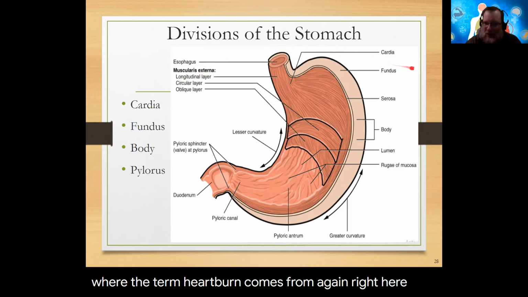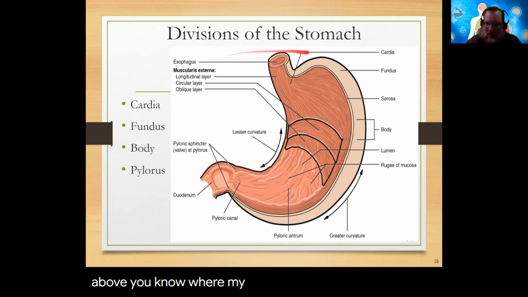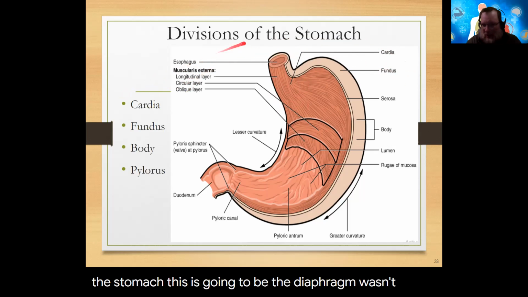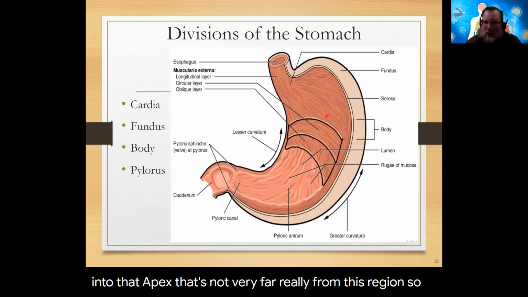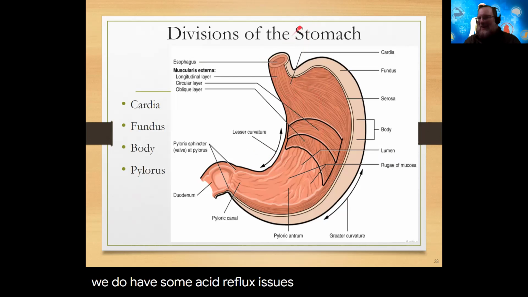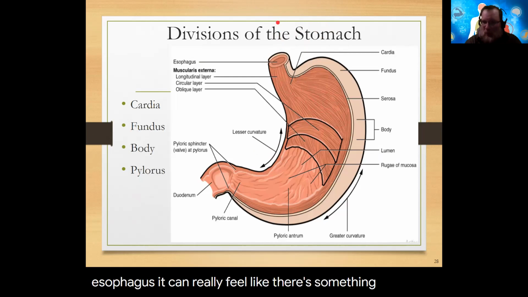Again, right here, just above where my red line is going. So just above the stomach, this is going to be the diaphragm. It's going to be a little bit of liver and then the diaphragm here. Okay. Well, right above the diaphragm, right in this spot, is going to be the heart. So especially the apex of the heart, the right and left ventricles into that apex. That's not very far really from this region. So if we do have some acid reflux issues, especially if it's splashing up into the esophagus, it can really feel like there's something wrong with the heart.